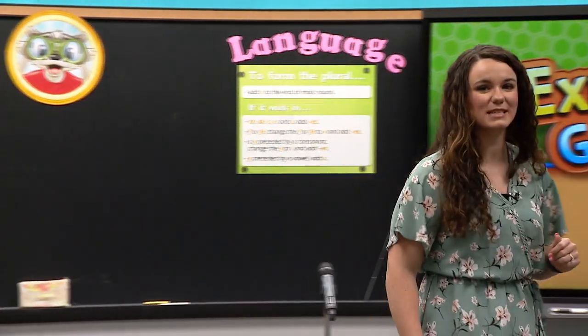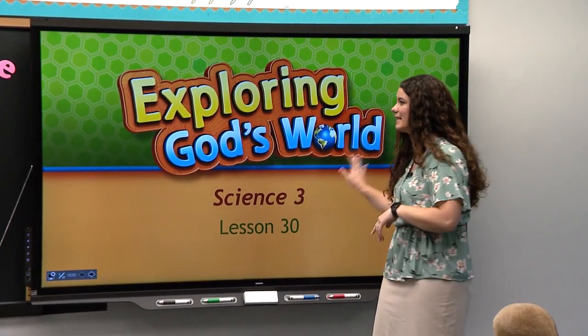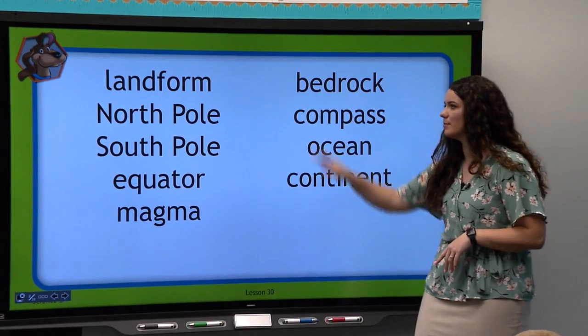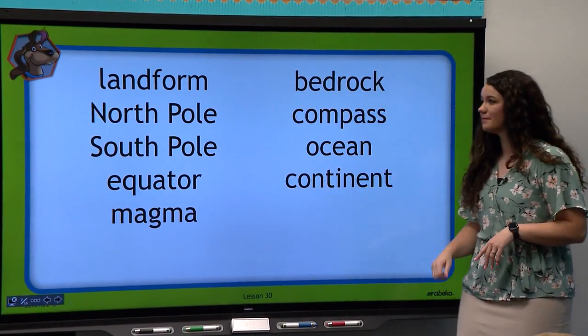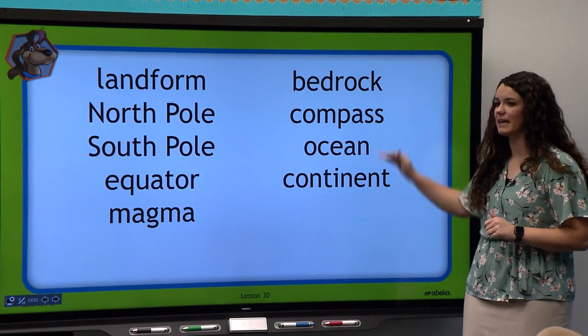Let's look at the screen as we see several important words to watch for. I need your eyes here ready to go. William, stand and help me by reading the first column of words, please. Landform, North Pole, South Pole, Equator, magma. Good. And then read the second column for me, Monroe.